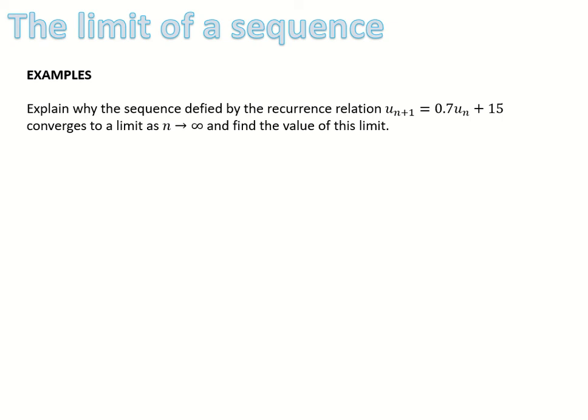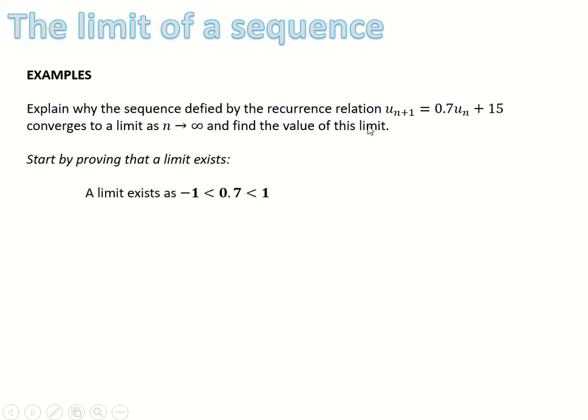Explain why the sequence defined by the recurrence relation u(n+1) = 0.7u(n) + 15 converges to a limit as n tends to infinity, and find the value of this limit. So this first bit is a clue: explain why it has a limit. We won't always be told that, but in order to explain why it has a limit, it's the fact that this number here, the coefficient of u(n), is between minus 1 and 1.